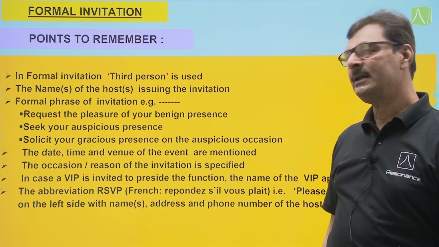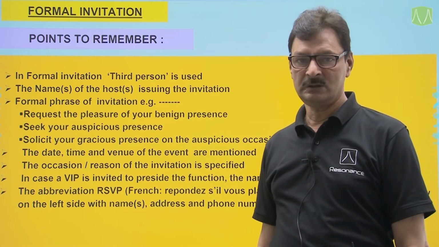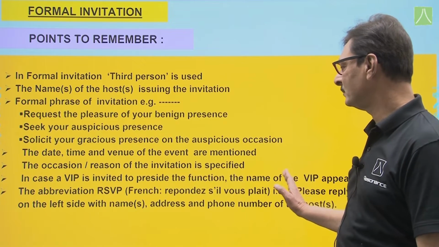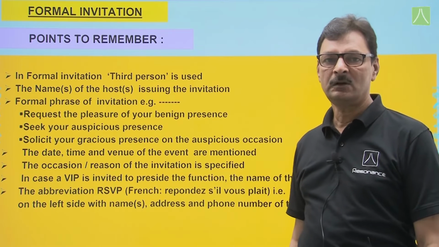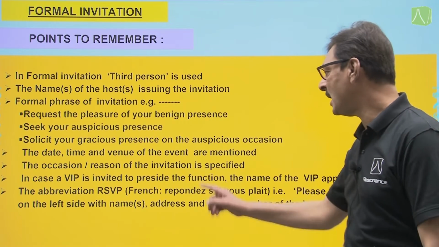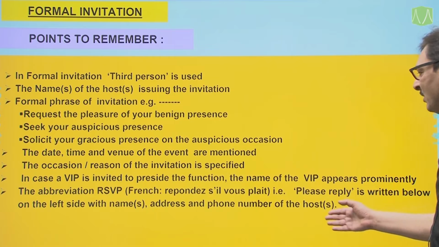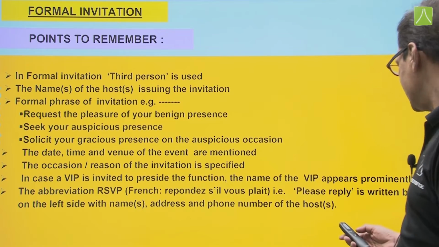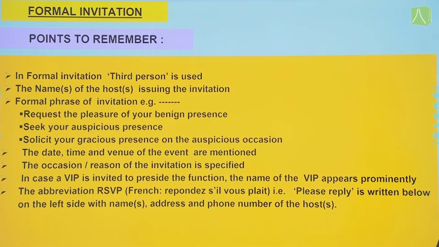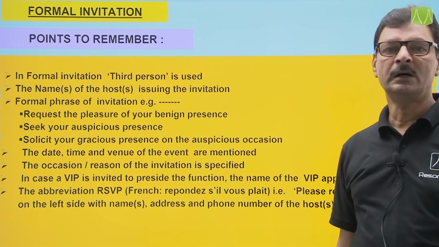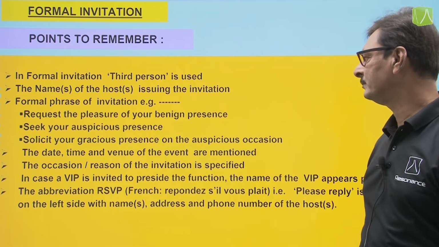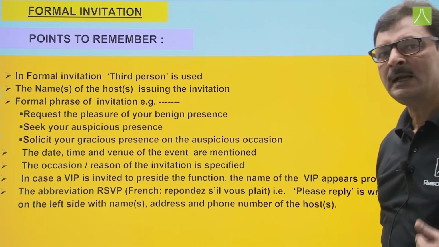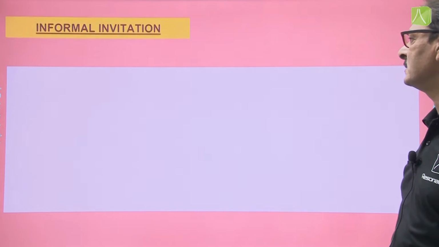In case a VIP is invited for formal functions, for official functions, the name of the VIP has to be specified. And just below the matter, on the left hand side, you put up the abbreviation RSVP. And RSVP means, it's a French word, and it means répondez s'il vous plaît, that is please reply. And this is put up on the bottom left hand side of the invitation. So these are the points you have to remember where the formal invitations are concerned. Let's move on to the informal invitation.